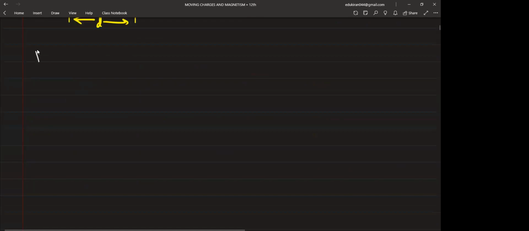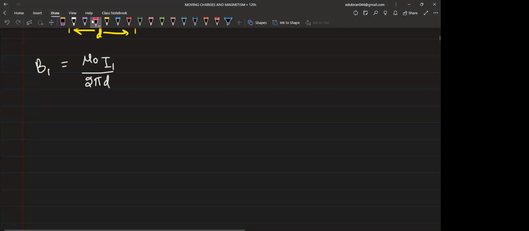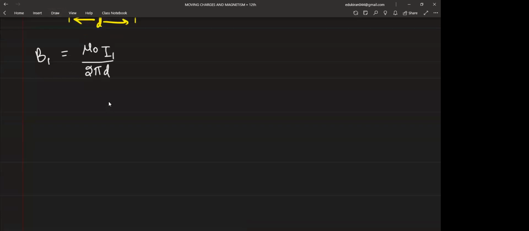Now see, suppose I am calculating the force on 2 due to 1. So what is the magnetic field due to the first one? We have studied that long wires have the formula mu naught I1 by 2 pi d. I1 I am taking because it's the first one. This was the formula which we have already studied. Now class, tell me one thing. If I am calculating the force on second due to the first one. So BIL, now current, because I'm talking about the second one, so current will be also the second one.